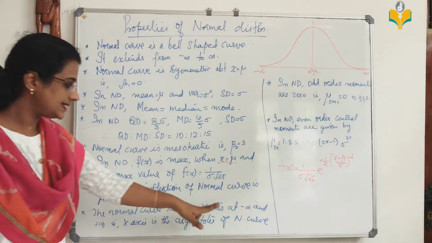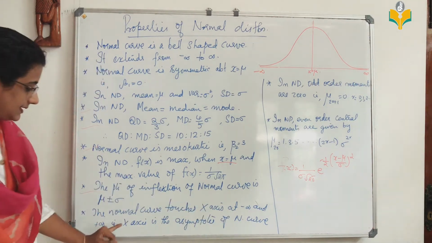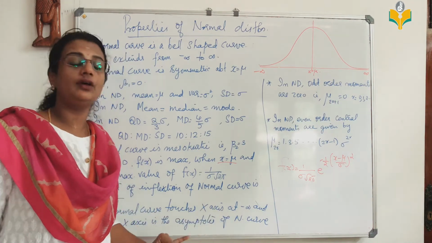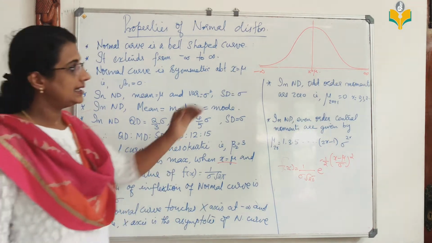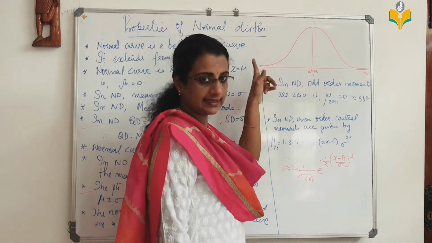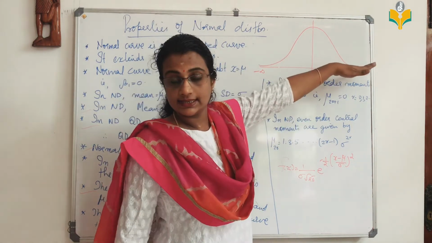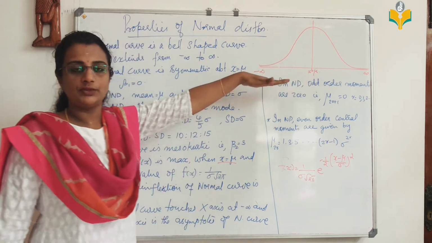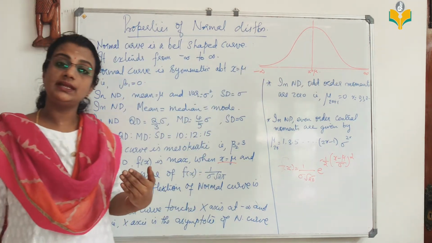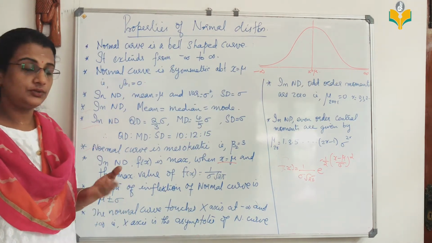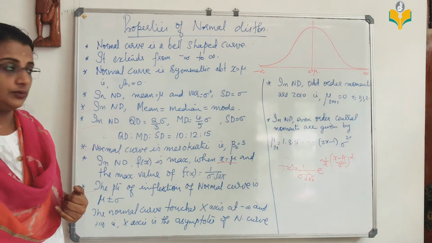Normal curve touches the x-axis at minus infinity and plus infinity. That is, the x-axis is the asymptote of the normal curve. That means the x-axis is the asymptote of normal distribution. What do you mean by asymptote? Asymptote is the tangent at infinity. As you have already studied in mathematics.